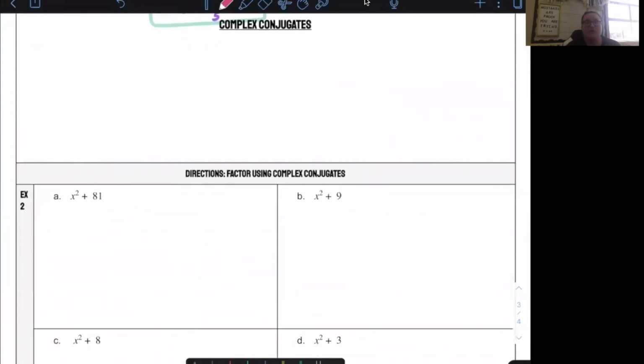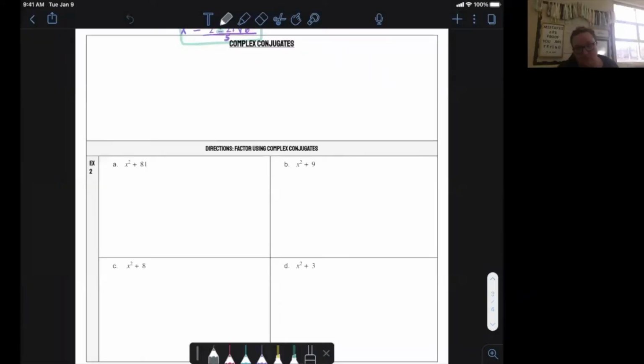Now we're going to talk about complex conjugates. Complex conjugates is just a fancy term for saying that a complex number has a pair, that they come in pairs. If you have a complex number like a plus bi, its complex conjugate is a minus bi. So anytime you have a complex number, there is always a pair with the opposite sign.